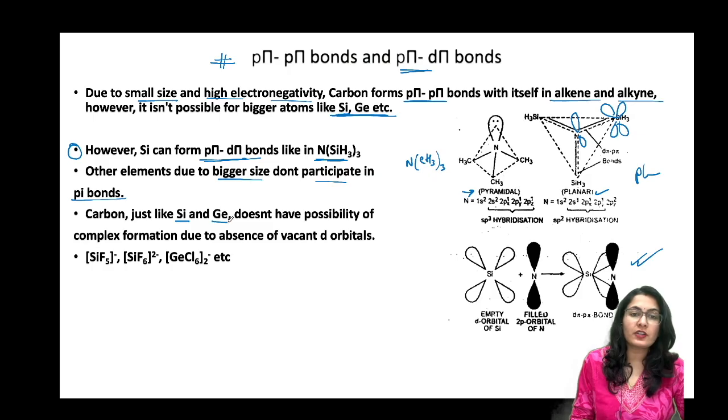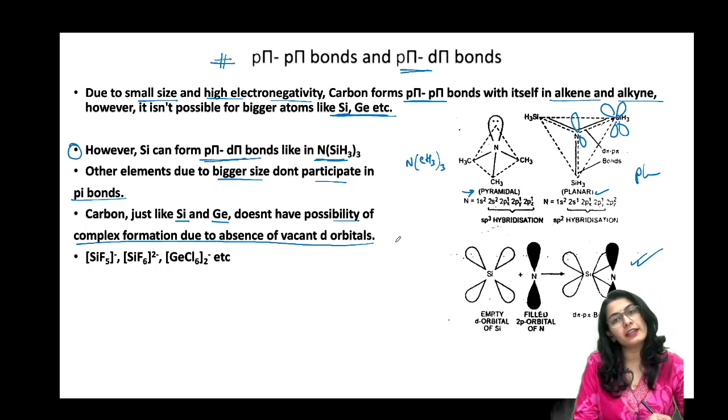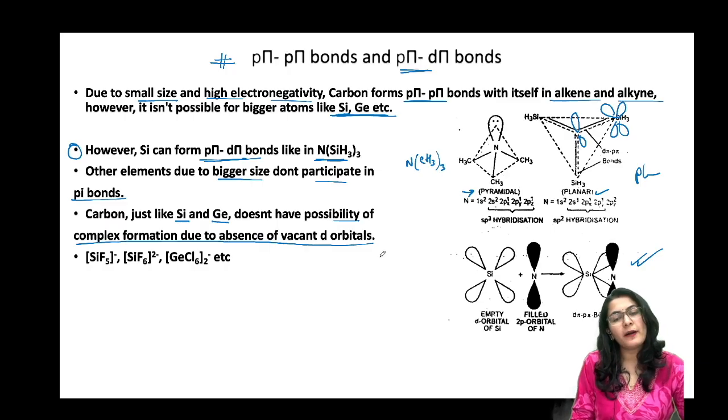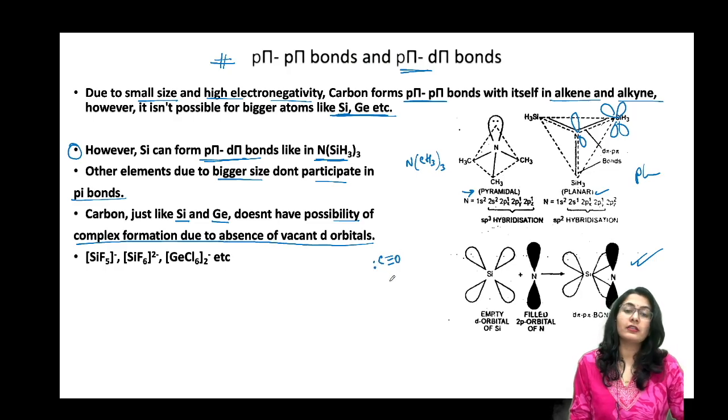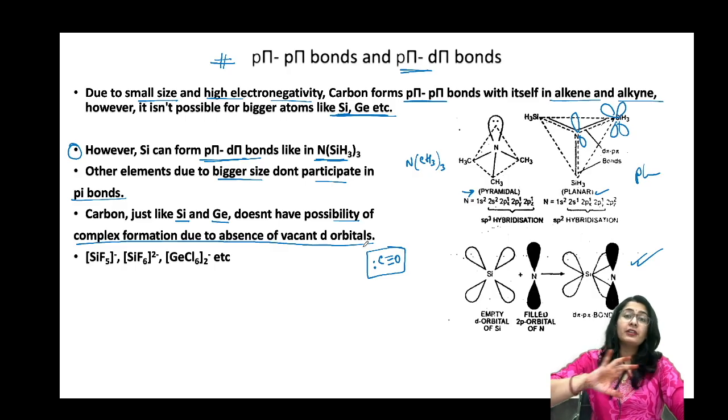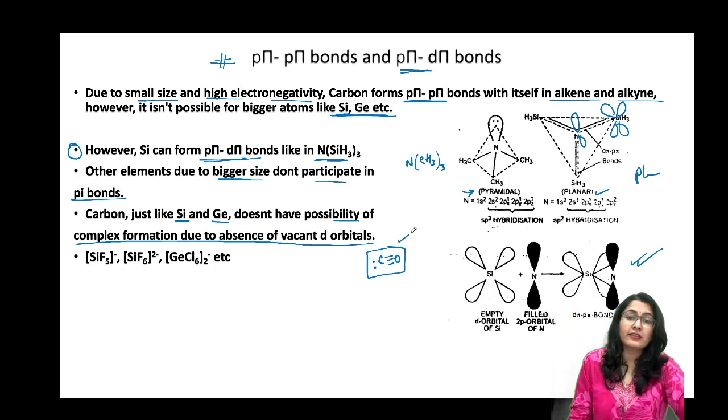Carbon, just like silicon and germanium, does not have the possibility of complex formation due to absence of vacant d orbitals. So it can form catenation by formation of many sigma bonds. It can form many pi bonds, but it cannot directly do a complex formation like silicon. Okay. However, there are many ligands which the carbon can have, like carbonyl, like the ethene, many different things. And guys, we are not going to talk about carbon monoxide or dioxide over here, because we have a different organometallic chapter on metal carbonyls. Okay, so I think that is good enough.